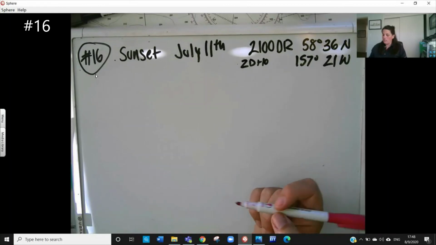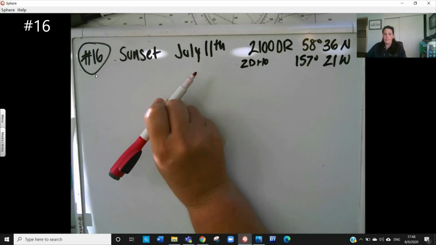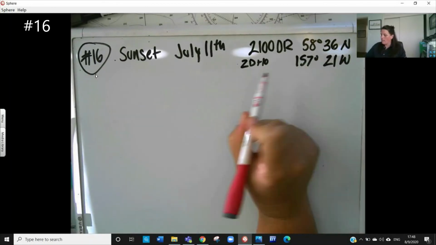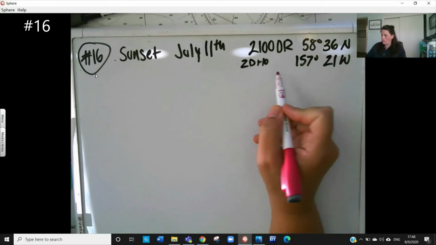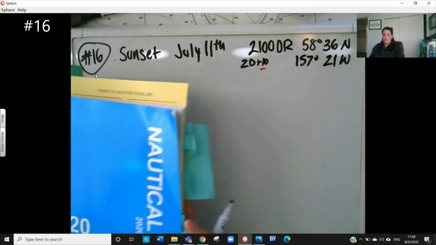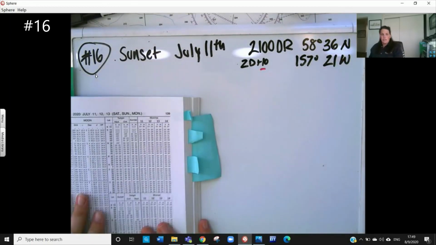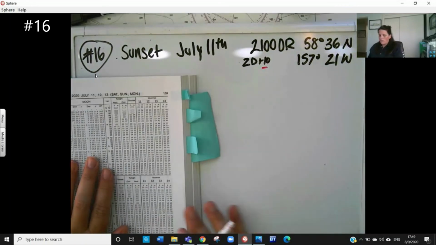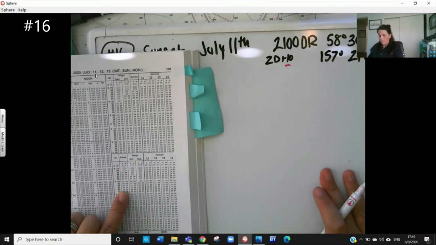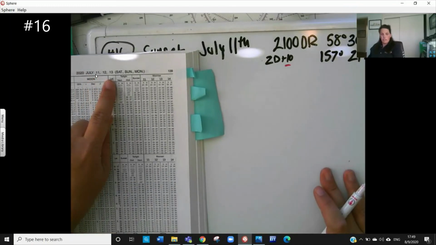Okay, so for our last one, number 16, we are trying to find the sunset on July 11th. We have a 2100 DR, and our zone description is +9. So let's see on our daily pages, no matter what longitude you're at, for our latitude. Let's correct for latitude first. We are looking for sunset, that's going to be on the bottom half, on all 3 days, July 11th, 12th, and 13th.